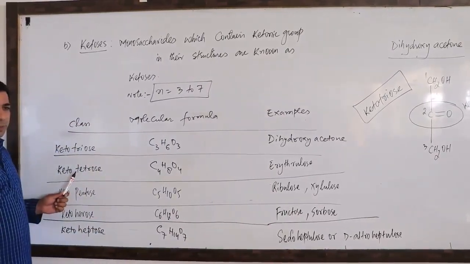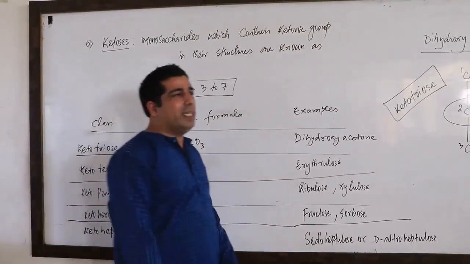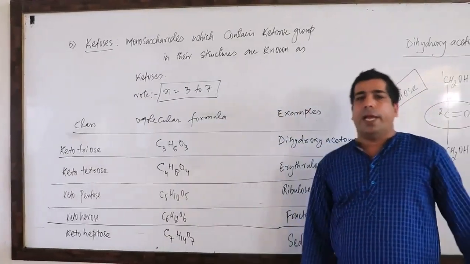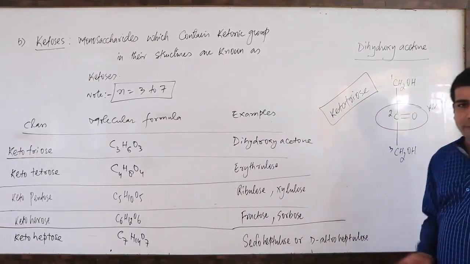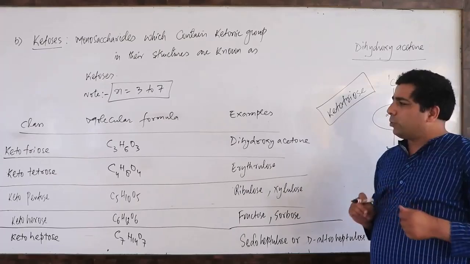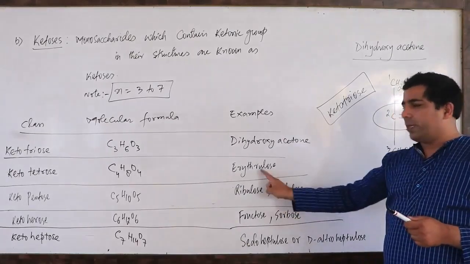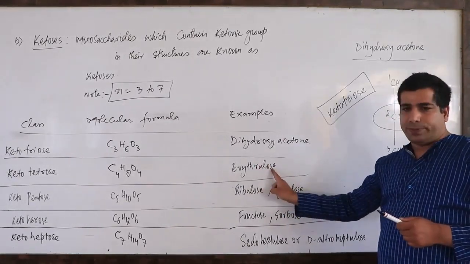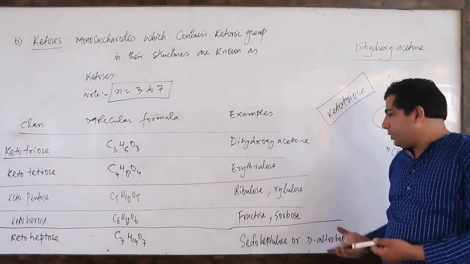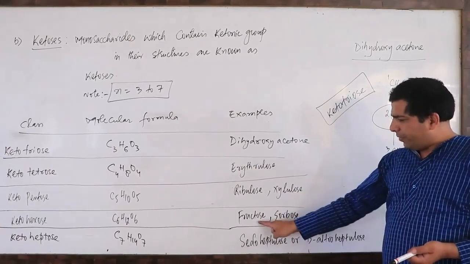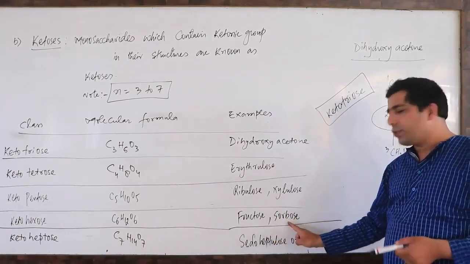This one will contain 4 carbon atoms and 1 carbon atom will be ketone. Exactly the last one we have is ketoheptose. It will contain 7 carbon atoms and 1 carbon atom, which will be the second carbon, will be a ketone. Okay? And it's a sugar. Now let's take examples. For ketotrioses we have dihydroxyacetone. Ketotetrose, 4 carbon sugar, we have erythrulose. And then for ketopentose, we have ribulose and xylulose. And then for 6 carbon sugar, which contains ketone as functional group, we have fructose and sorbose.